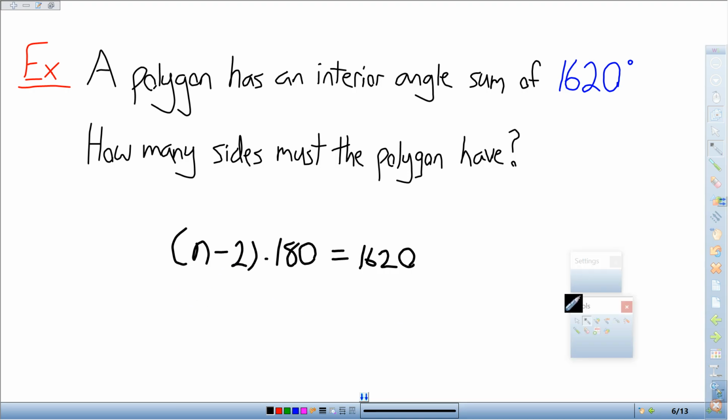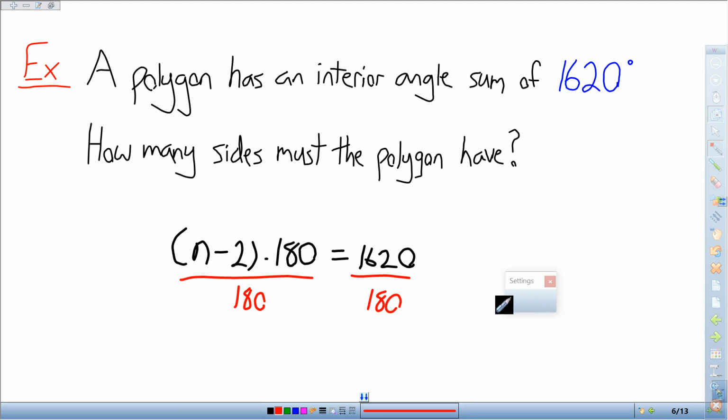All right, here's just one thing to notice. These parentheses actually change the way we go about solving this. Before we can get inside of these parentheses and get rid of this minus 2, we need to get rid of these numbers on the outside of the parentheses. We just need to do opposite operations. This 180 is being multiplied, so we can get rid of it by dividing both sides by 180.